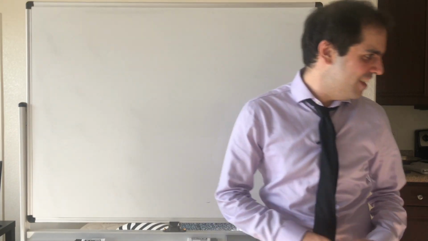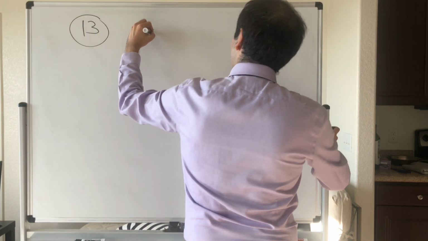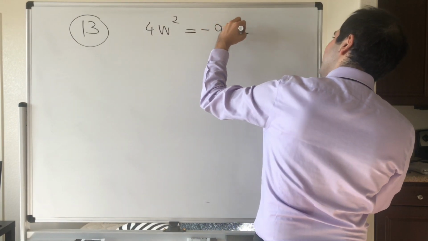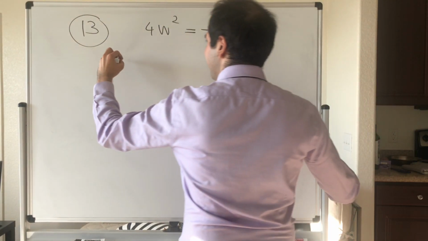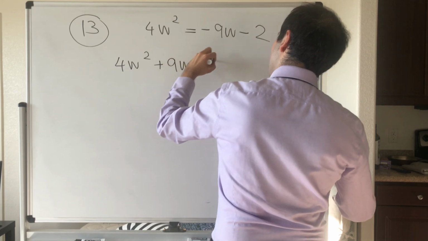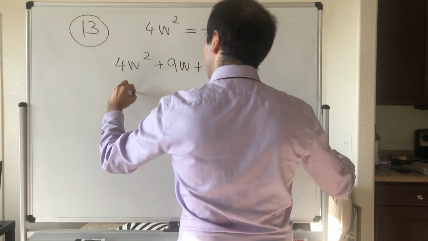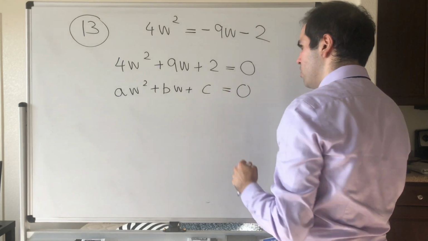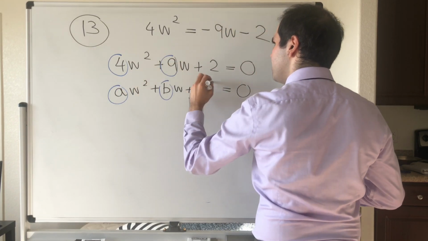It's quadratic formula time. So let's solve for W in the following equation: 4W squared equals minus 9W minus 2. The way you do this, you put all the W's on the left-hand side. So 4W squared plus 9W plus 2 equals 0, which is of the form AW squared plus BW plus C equals 0, where again A is 4, B is 9, and C is 2.